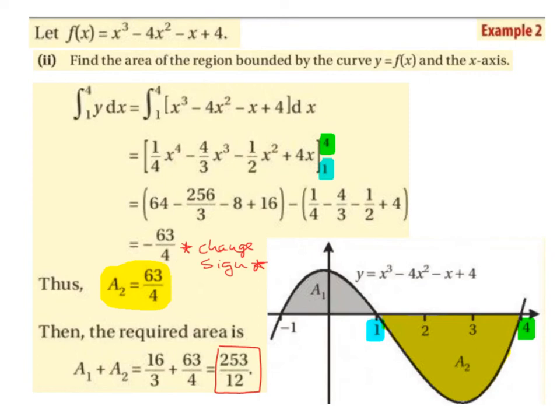So this time we use the upper limit 4. So swapping each of the x values for 4. We have a minus, and then we use the lower limit 1. So swapping each of these x values for 1, and we get minus 63 over 4. So we have to change the sign because it's below the x-axis, and we get A2 equals 63 over 4, so positive 63 over 4. Then the required area is A1 plus A2, which gives us 253 over 12.